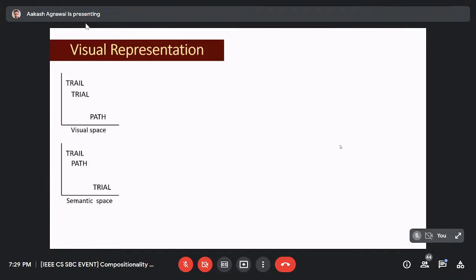And now from the stimuli that we have, we could have two possible representation spaces. One is a visual representation space, where trail and trial are visually similar compared to path. But if you look at the semantic space, trail and path should be closer to each other compared to trial. So we could create this visual space from the behavior experiments, and the semantic space using language models like word2vec or GloVe feature vectors. And we wanted to understand which area's representation space better matches the visual space and the semantic space.